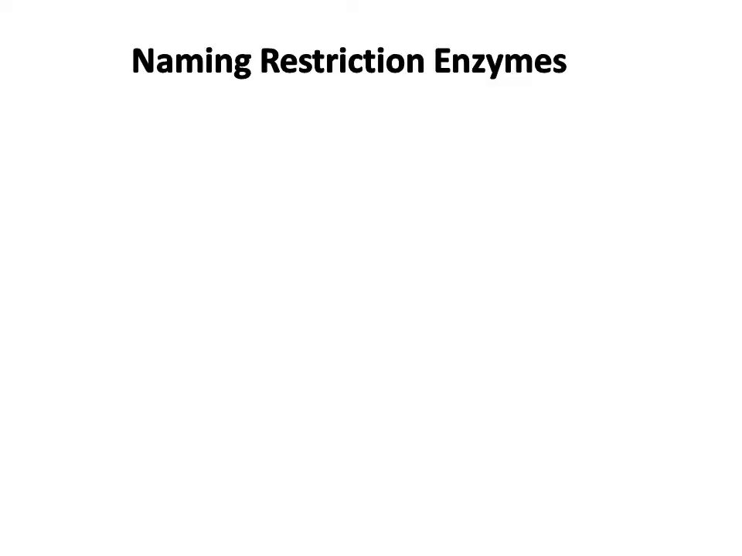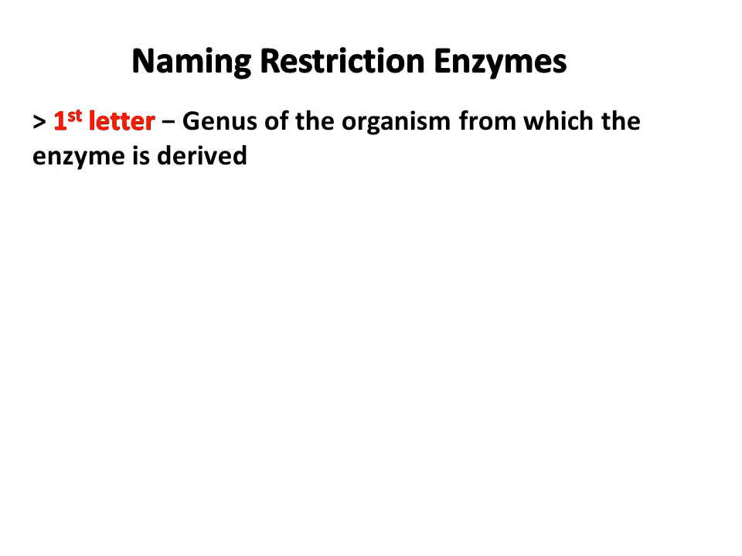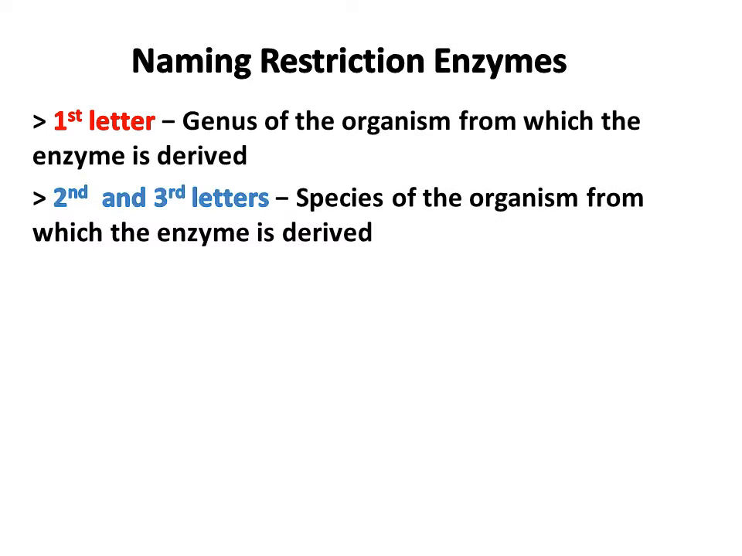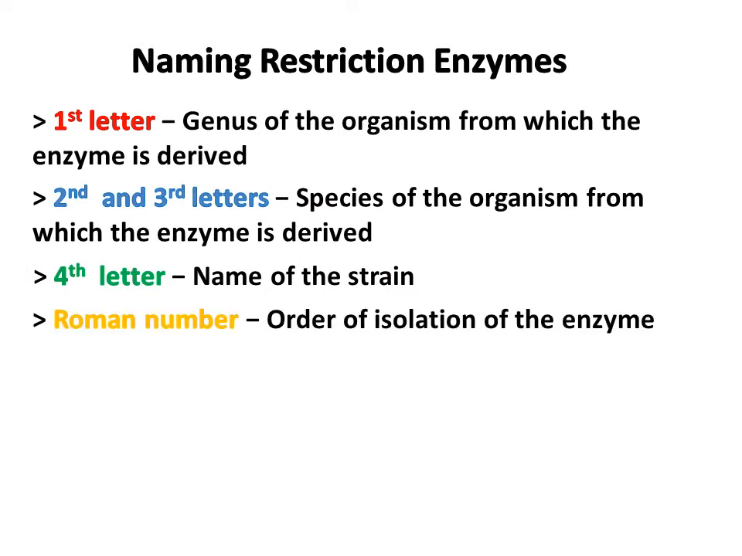Let us see how restriction enzymes are named. The first letter is the genus of the organism from which the enzyme is derived. The second and the third letters are the species of the organism. The fourth letter denotes the name of the strain, followed by a Roman number, which is the order of the isolation of the enzyme.